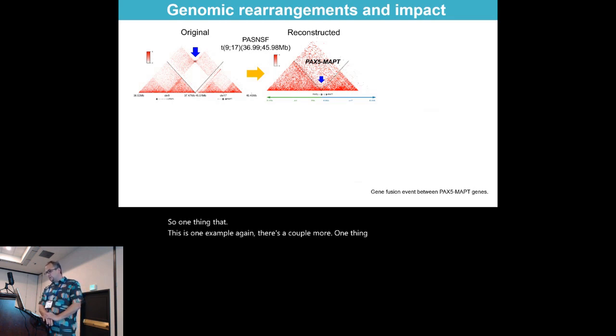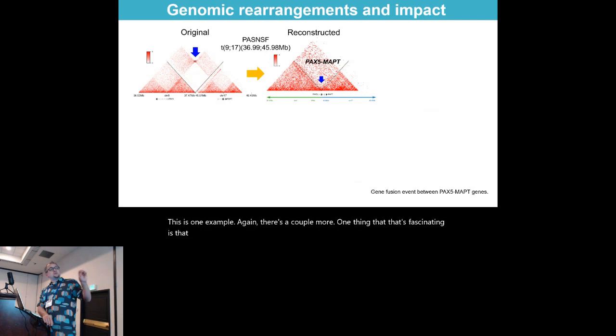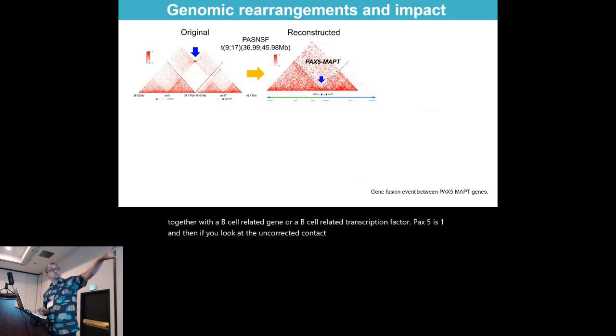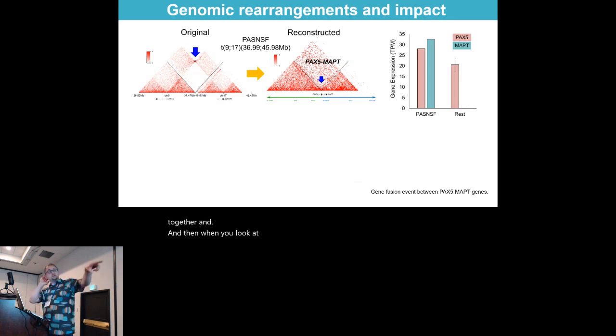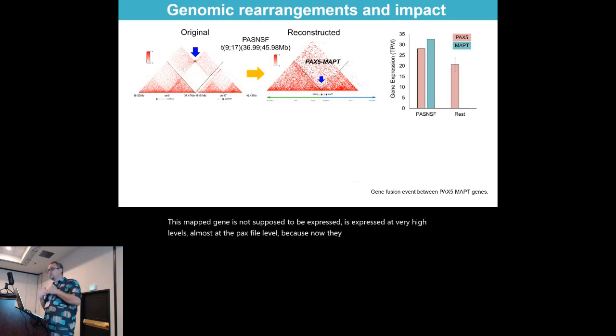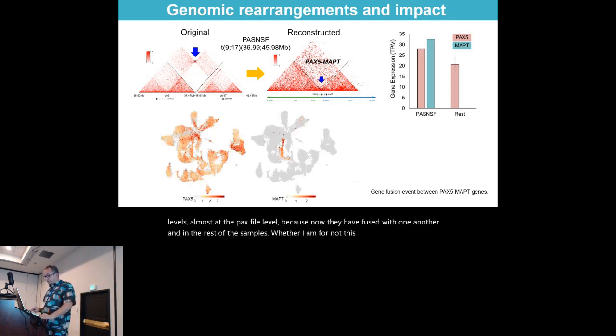One thing that's fascinating is that sometimes certain genes that are not supposed to be expressed at all come together with a B cell related gene or a B cell related transcription factor. PAX5 is one. If you look at the uncorrected contact map on the original, you see this translocation. When you correct it, you see that now they have come together. And when you look at this patient's gene expression, you see that this mapped gene that's not supposed to be expressed is expressed at very high levels, almost at the PAX5 level, because now they have fused with one another. And in the rest of the samples, whether iAMP or not, this gene is not expressed at all.